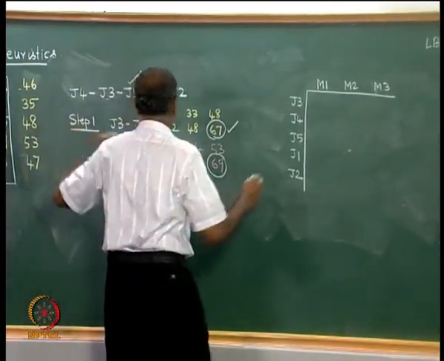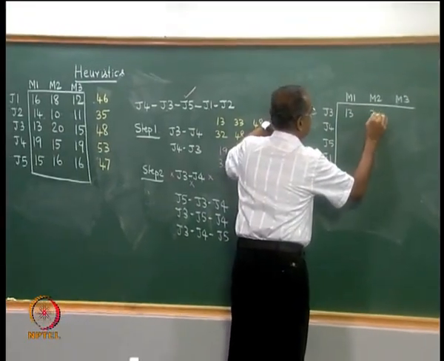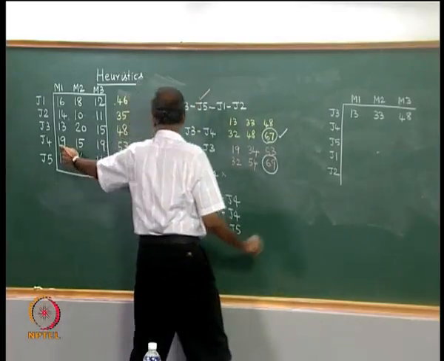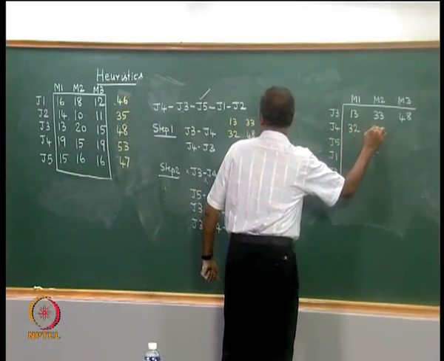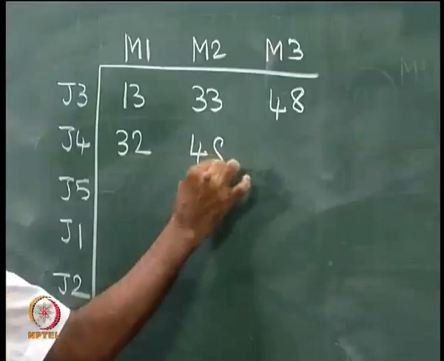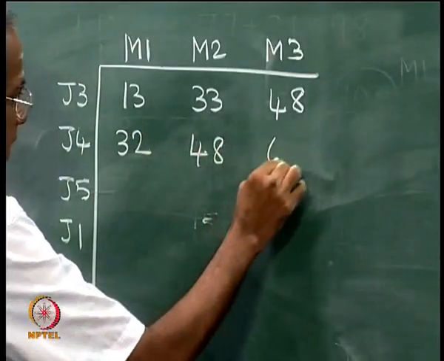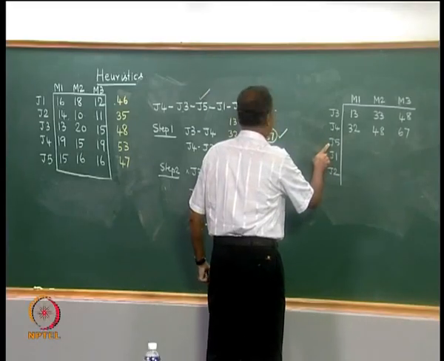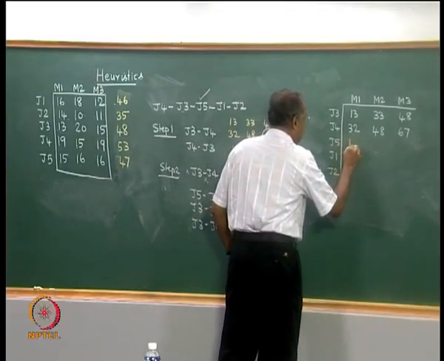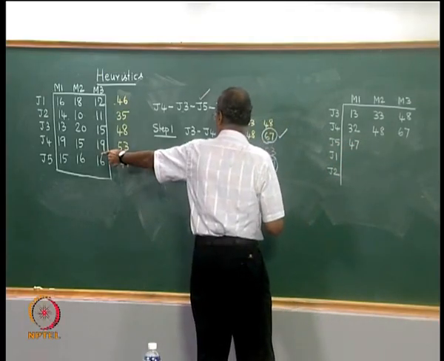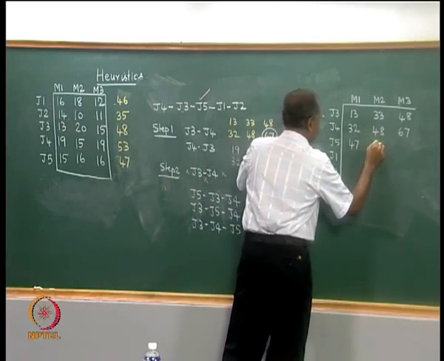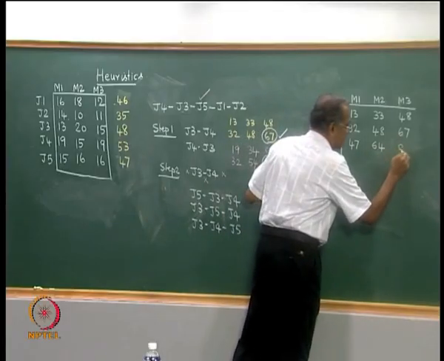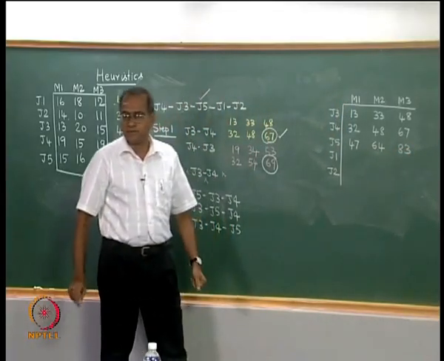So first one is J3, so 13, 33, 48, followed by J4, 13 plus 19, 32, waits till 33, finishes at 48, goes at 48, finishes at 67. J5 comes next, 15, so 32 plus 15, 47, waits till 48, takes another 16, 64, waits till 67, takes another 16 and finishes at 83.